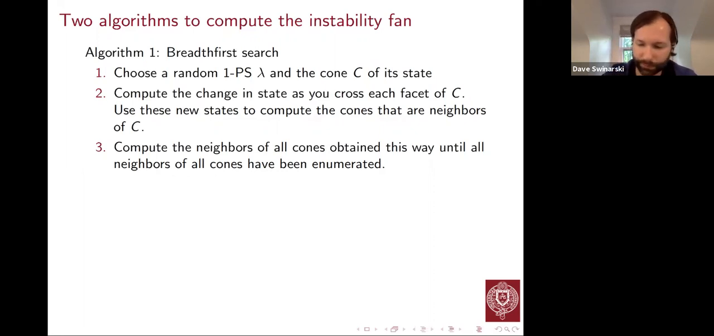That algorithm works, by the way, and I've written a fairly simple Macaulay 2 package that implements this. But you can imagine that for complicated examples, when there's lots and lots of cones, this is a fairly time-consuming thing to do because you're doing lots and lots of convex geometry calculations to find facets of cones.